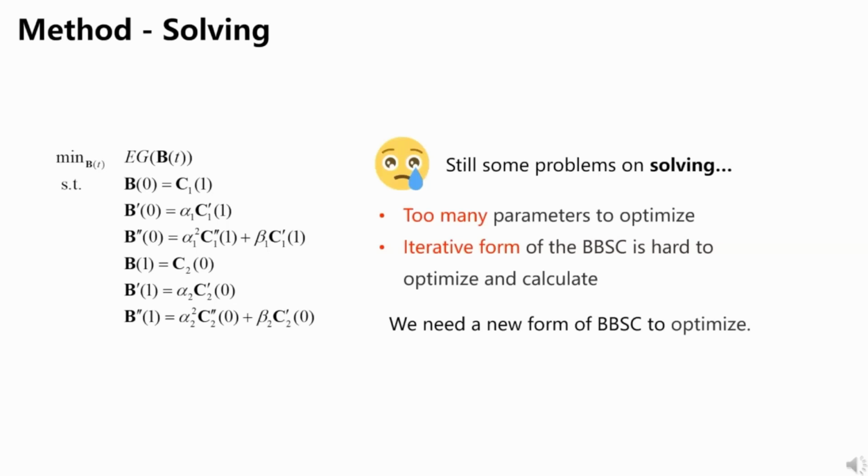In addition, the common calculation method of the B-spline is the De Boor-Cox method, which is an iterative form of the method and can bring difficulties to the optimization. We need a non-iterative form of the expression to solve these 2 problems.